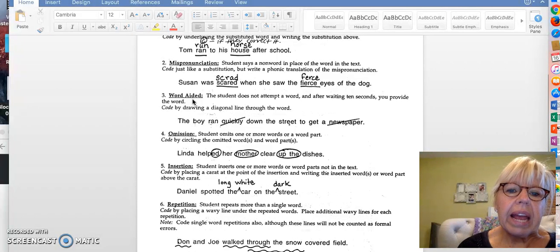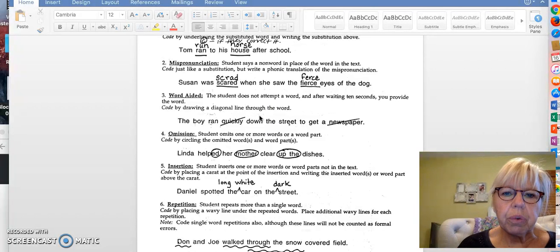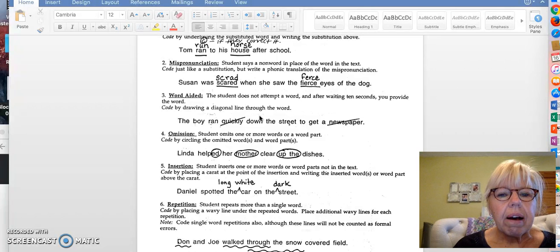Then there's words aided. Student is reading along and they stop and they don't attempt the word. We code that by putting just the diagonal slash through the word. The important thing here is to wait and give your students an opportunity to try and decode the word, figure it out, because if they don't give it an attempt, we have nothing to analyze.